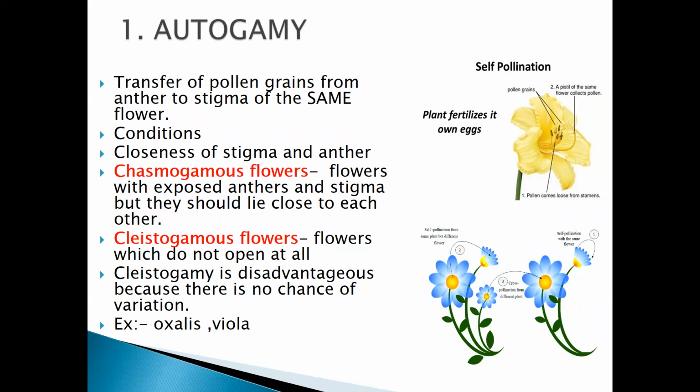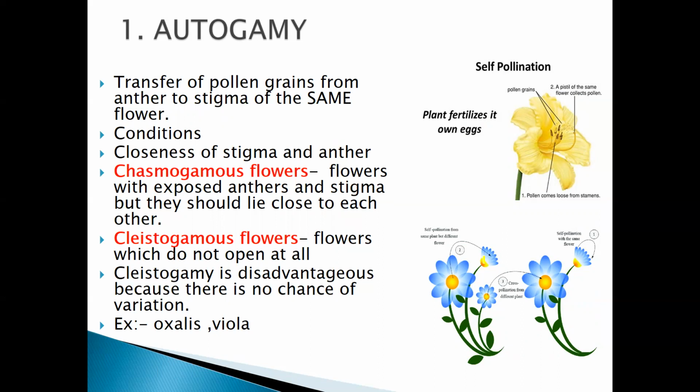You need to give the definition. If it is asked again to explain about autogamy, you need to write about the conditions. So when you write about the conditions, you need to give chasmogamous flowers and cleistogamous flowers. Now, what is a chasmogamous flower? You need to define it, give an example, cleistogamous flower, definition and example.